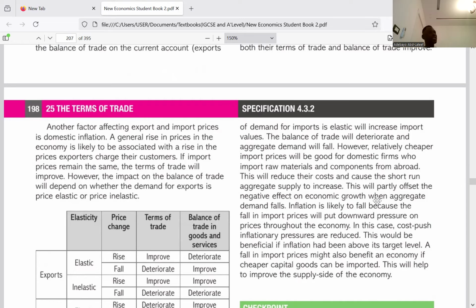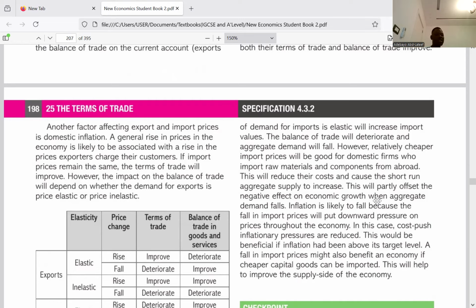it becomes more efficient for firms that are producing to produce with imported capital goods. And bringing about efficiency will increase output. And if output is increasing, it also improves the supply side of the economy. Do you get it? So a fall in the price of importation will deteriorate the balance of payments or the balance of trade account, but at the same time will bring about improvement in the supply side of the economy, for firms that import raw materials, components, and capital goods.